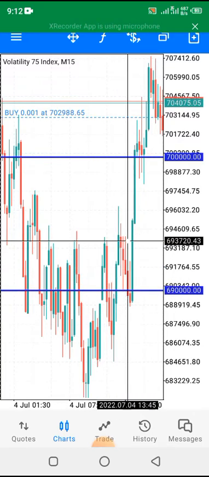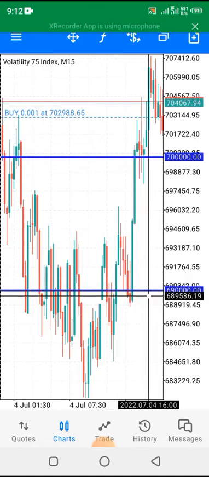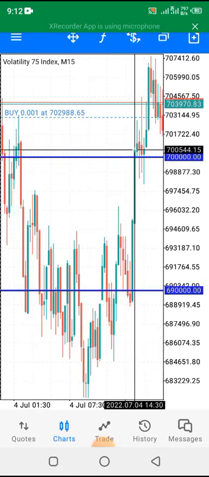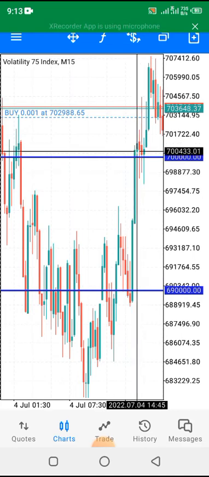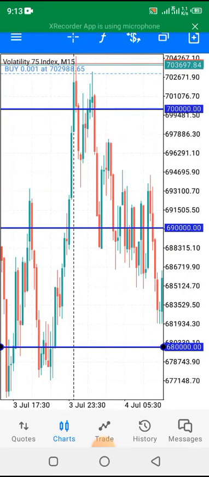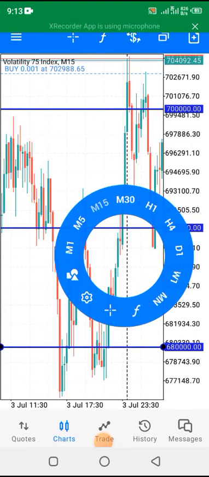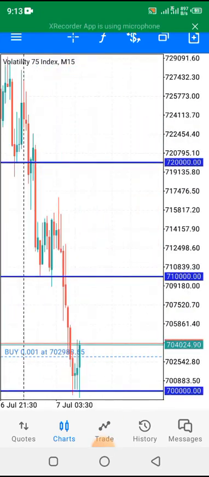Price broke into this region and made a retest, break and retest. After the retest in this 690,000, there was a push to the upside. This level acted as our support, and when it came here, you take profit, guys. Really simple, really powerful. I hope this strategy helps you. It's kind of a strategy. You can trade VIX-75 with it.